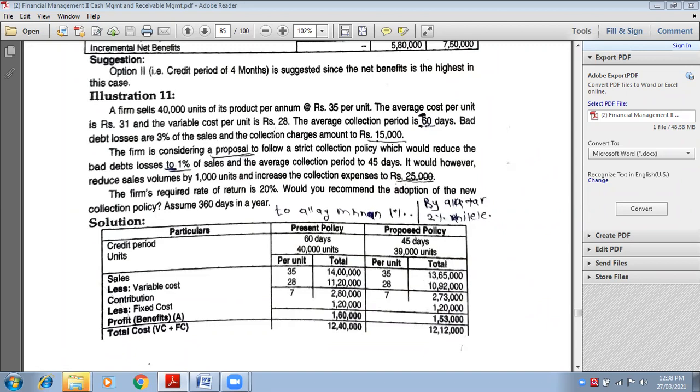Now variable cost. Average cost is 31, variable cost is 28. It is already given, so write down 28, 28, the same on both sides. The 28 per unit will be the same, but the amount will change. Why? Because the number of units is not the same. The number of units is 40,000 in the first case, and in the proposed policy 39,000 units. So 28 into 40,000 in the present policy. Tell me the answer. 11,20,000 is the correct answer.